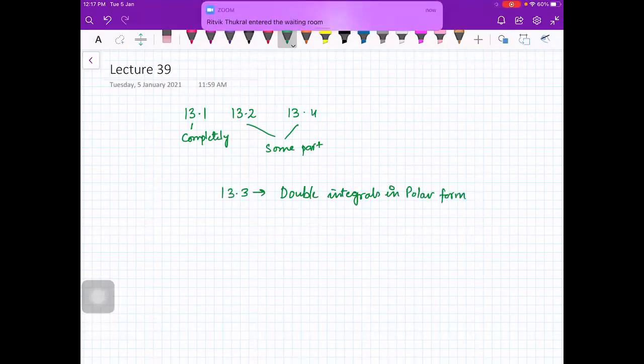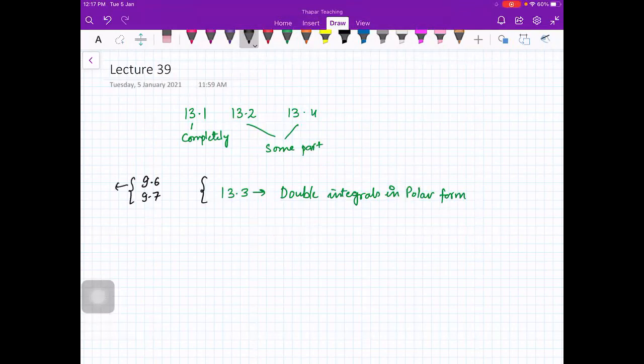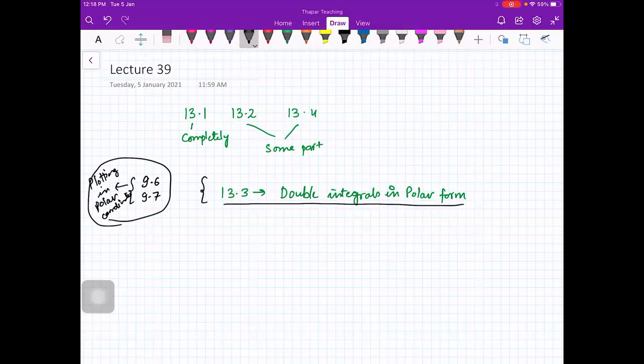I have given you some introduction from chapter 9, which is about polar coordinates. So you will do 9.6 and 9.7, the part which I have discussed in the class. This is for plotting in polar coordinates. Is that clear to everybody? So this part we have already done. Today we will be doing this 13.3, and with this we will be done with this chapter.